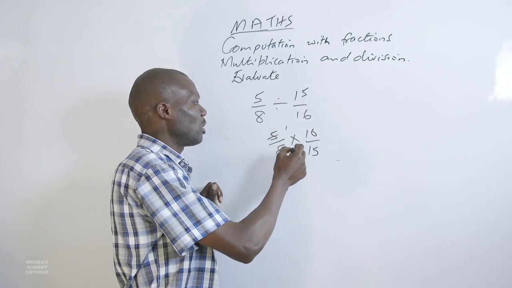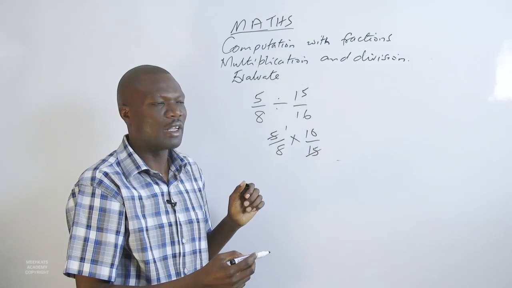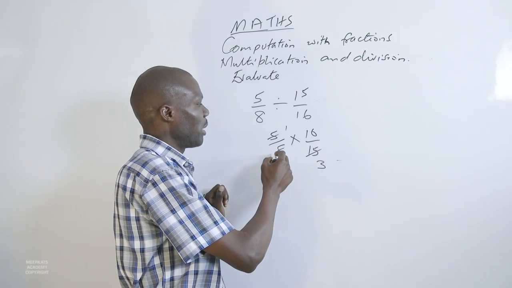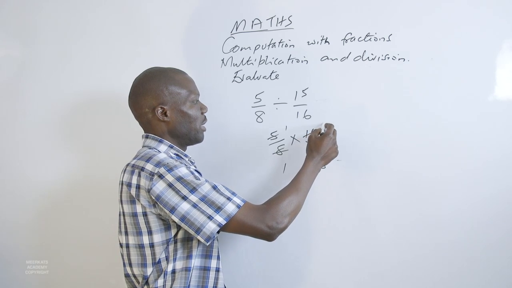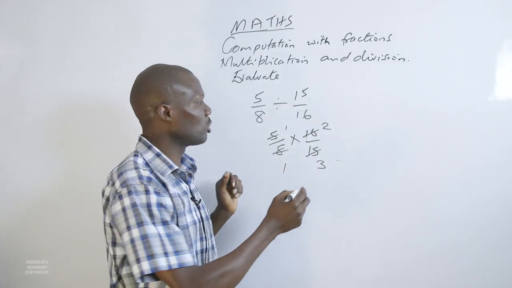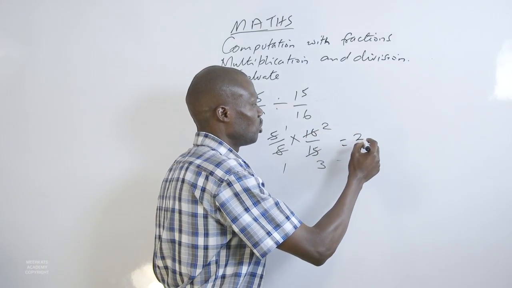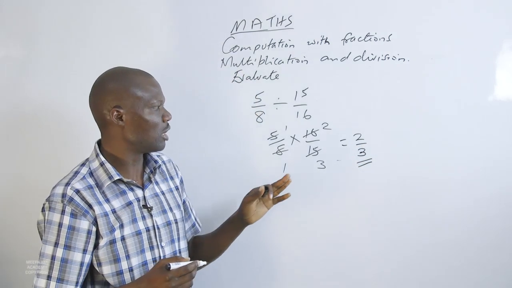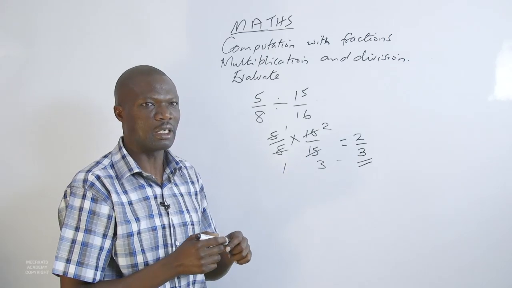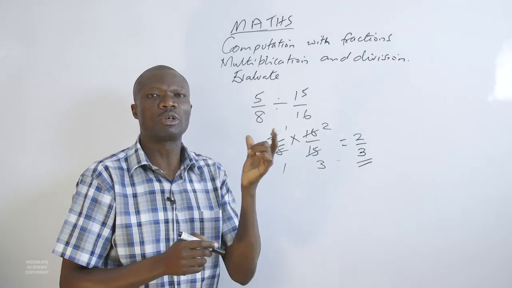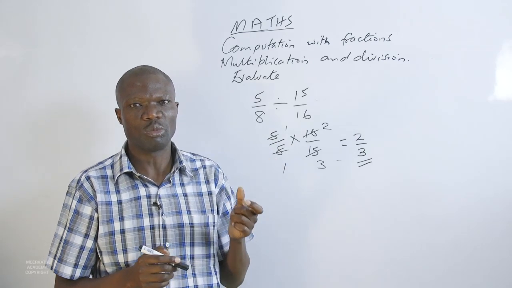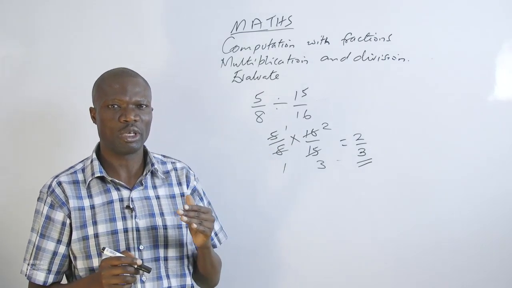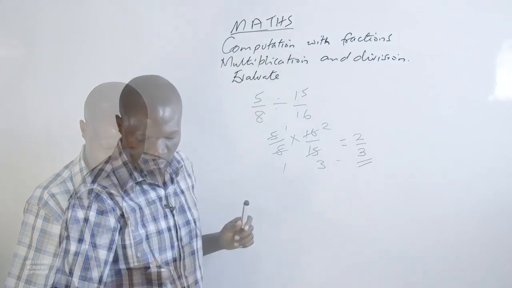By 5 here is 1. By 5 down here, you'll get 3. By 8, 1. By 8 is 2. So you remain with 2 over 3 as your final answer. Take note, you are allowed to cancel where possible, and always in fractions, give your answer in the simplest form.